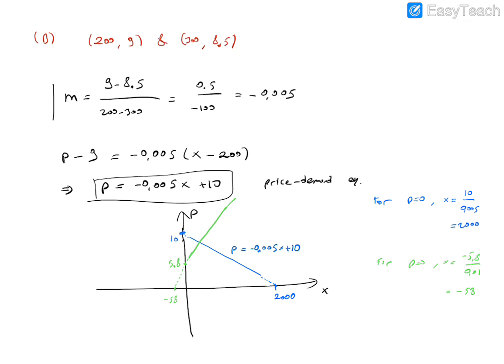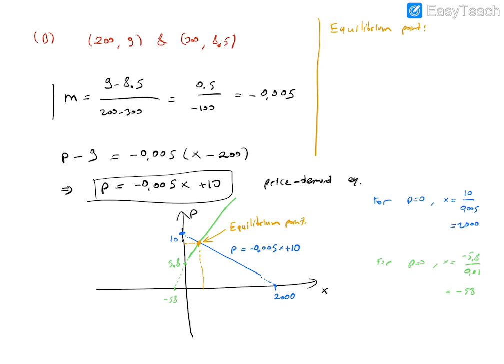So the intersection point is the equilibrium point. Okay, this point is the equilibrium point. How can you find the equilibrium point? It is the intersection of the price demand equation and the price supply equation.